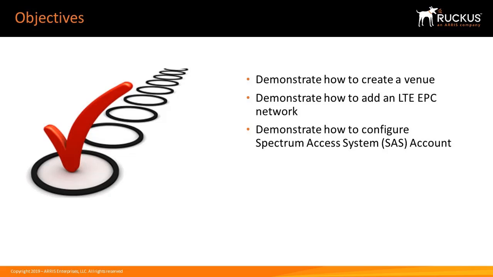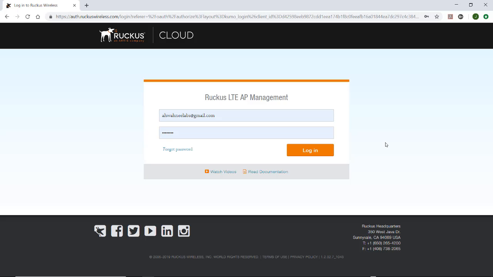This video will demonstrate how to create a venue, an LTE Extended Packet Core or EPC network, and how to configure your Spectrum Access System or SAS account using the Ruckus LTE AP Management Portal. So to start off, we're going to log into our Ruckus LTE AP Management Portal.